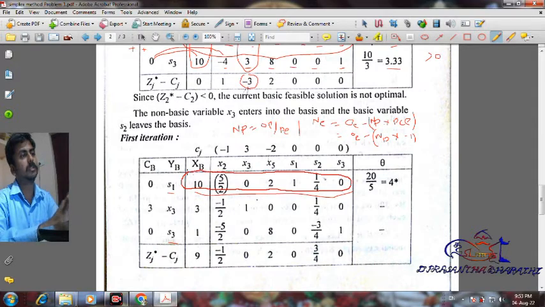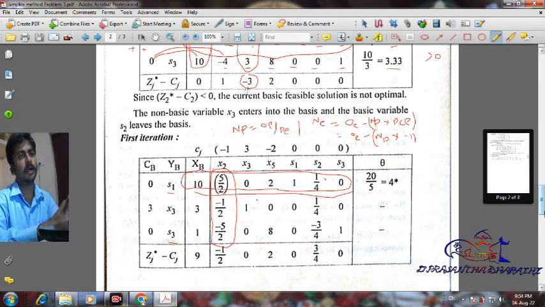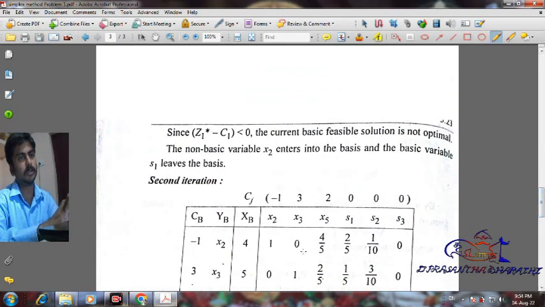This is pivot row, and this is pivot column. So the intersection of pivot row and pivot column is the pivot element. So we want to divide all this by this pivot element. So 10 divided by 5 by 2 is 20 divided by 5 equal to 4, 1, 0, and 4 by 5. It goes on like that.